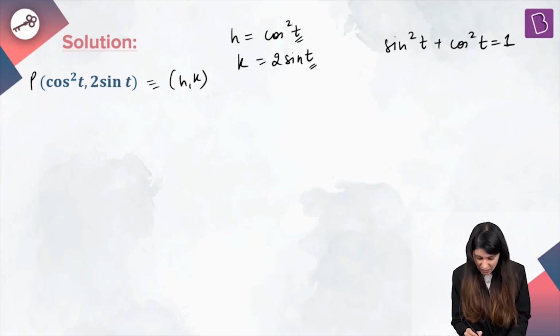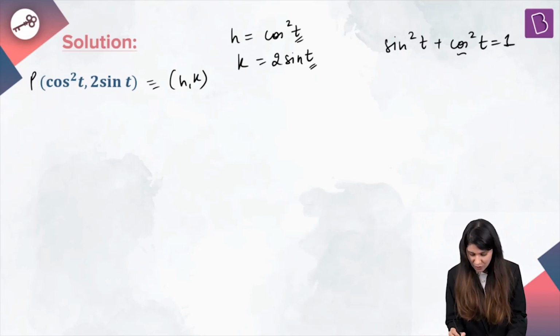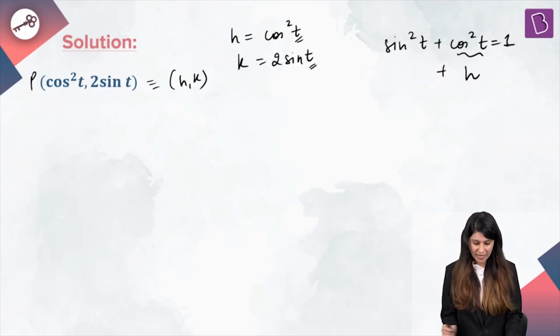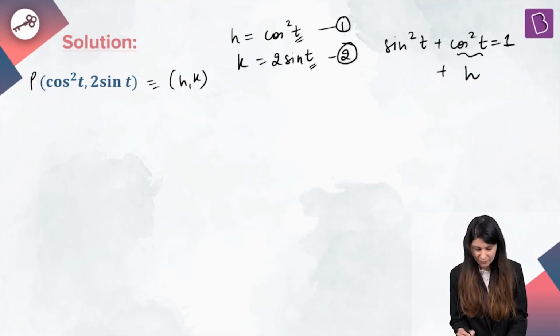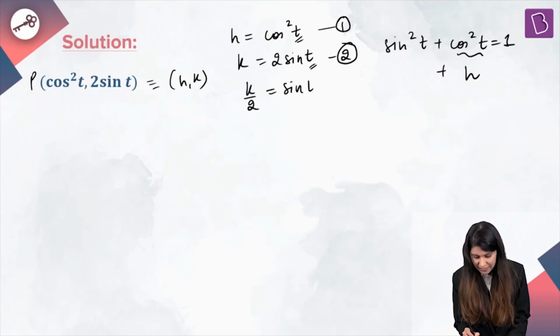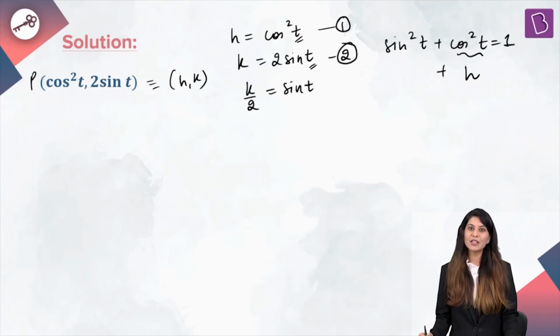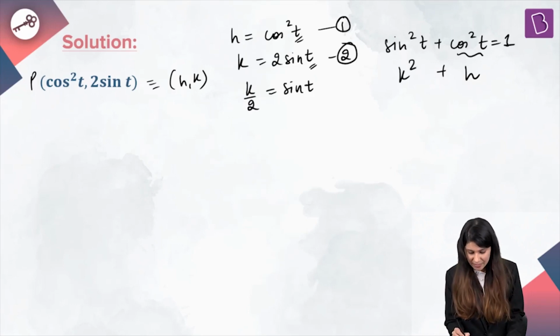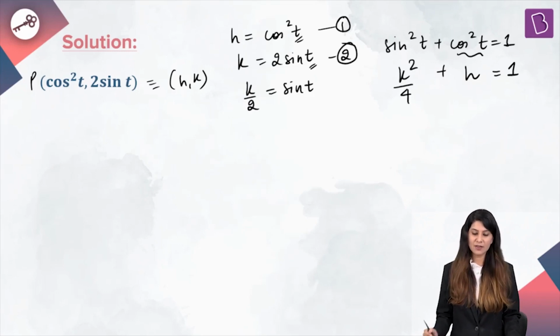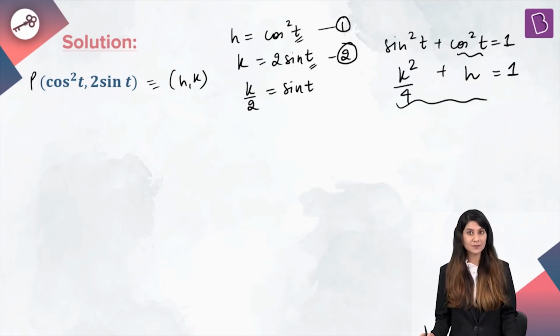Let's see how. So here cos square t is h. So simply I'm going to put h in place of cos square t. But what about sin square t? For that we need to know the value of sin t from the second equation. This is first, this is second, okay. So second equation says that k by 2 is the value of sin t. If I square, I'll get the value of sin square t. That simply means that k square by 4 is the value of sin square t, and this particular value is nothing but 1.